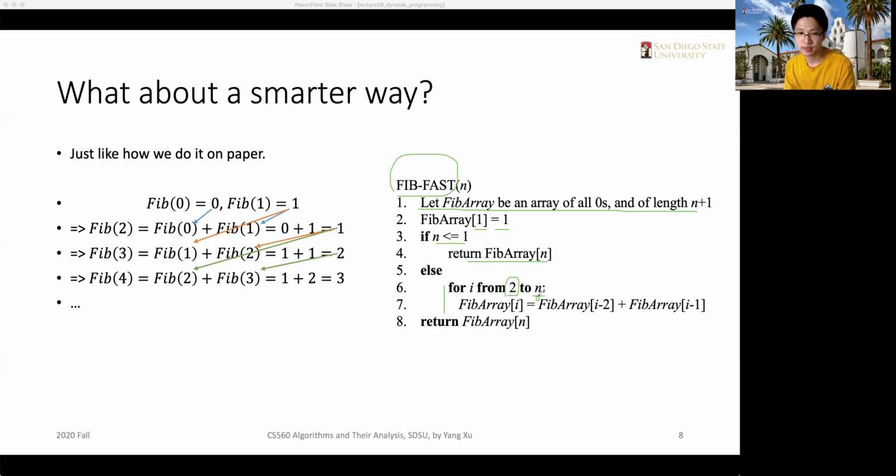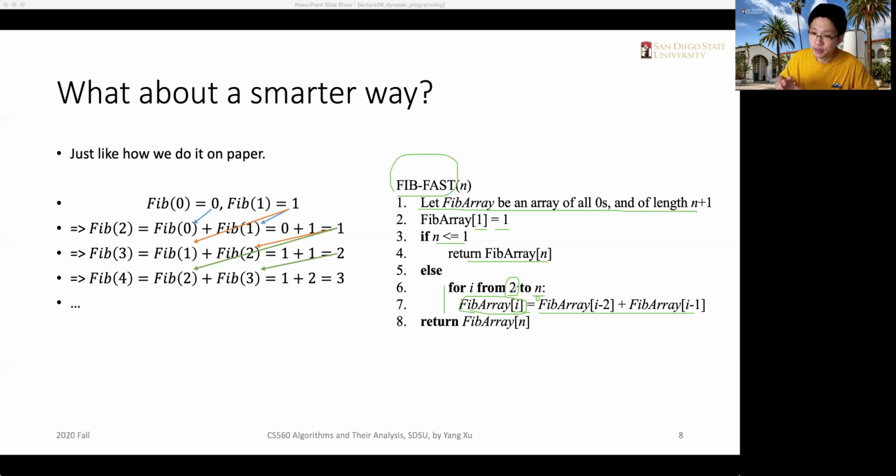So what it does is solve the problem of size i by looking up the solutions to the smaller problems, which are i minus 2 and i minus 1, and then store the result in the i-th position of the array, okay? So the sequence is very important.